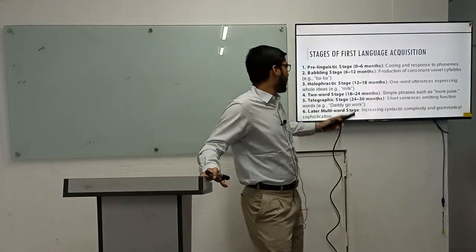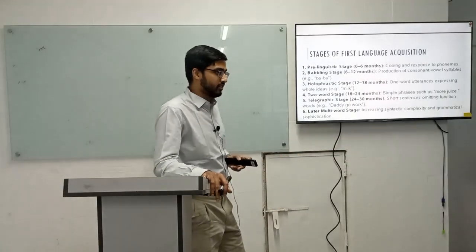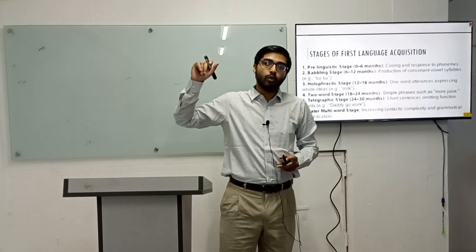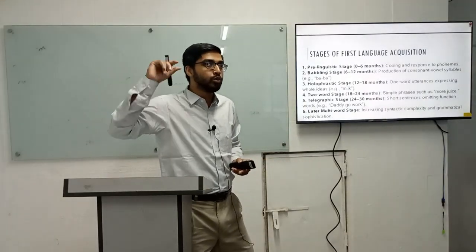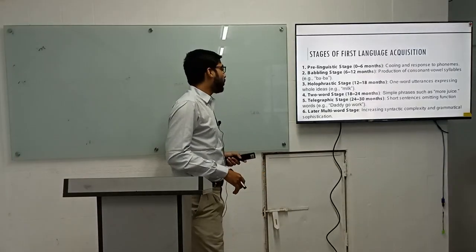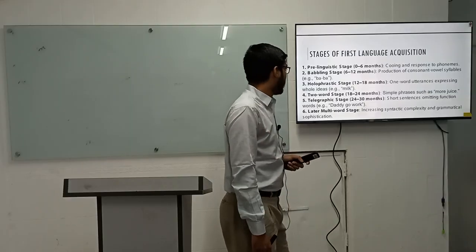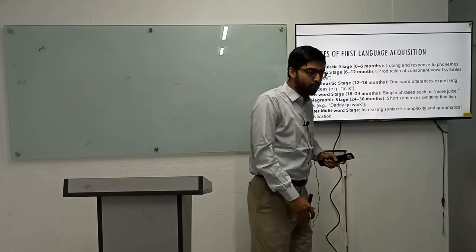Okay, so holophrastic stage from 12 months to 18 months. One word utterances, one word or maybe one or two syllables. It means the easiest words. Okay, so two word stage from 18 months to 24 months. Simple phrases such as more juice.